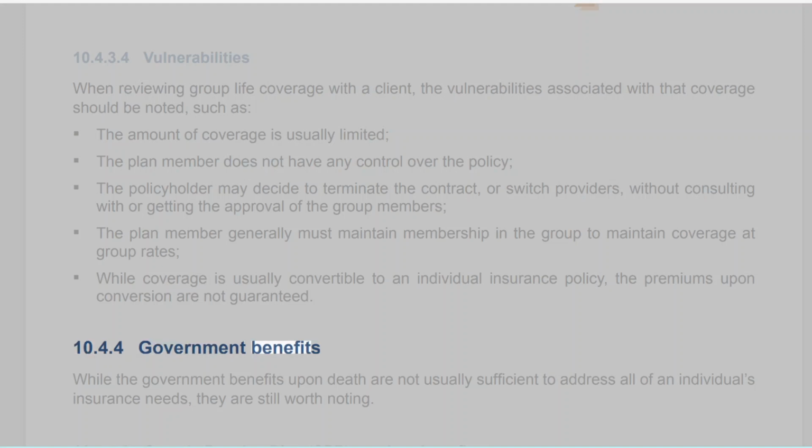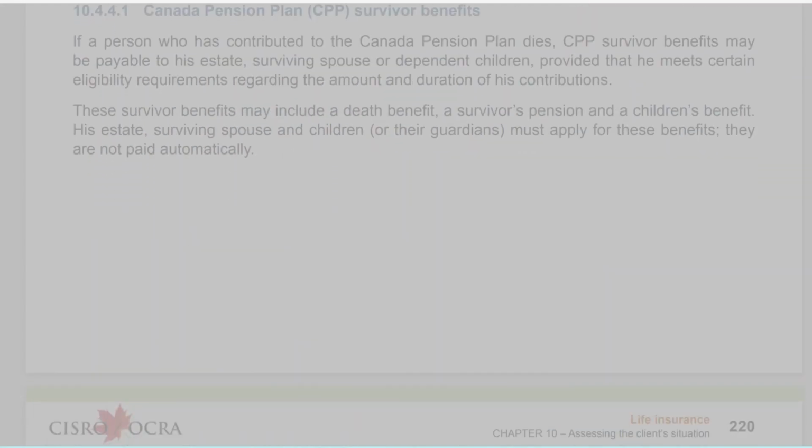10.4 Government benefits. While the government benefits upon death are not usually sufficient to address all of an individual's insurance needs, they are still worth noting. 10.4.1 Canada Pension Plan, CPP, Survivor Benefits. If a person who has contributed to the Canada Pension Plan dies, CPP survivor benefits may be payable to his estate, surviving spouse or dependent children, provided that he meets certain eligibility requirements regarding the amount and duration of his contributions. These survivor benefits may include a death benefit, a survivor's pension, and a children's benefit.